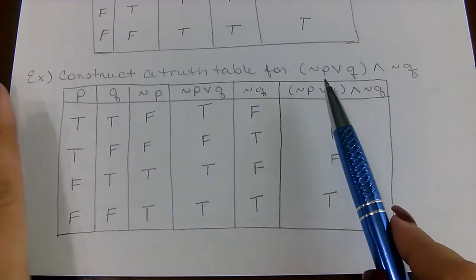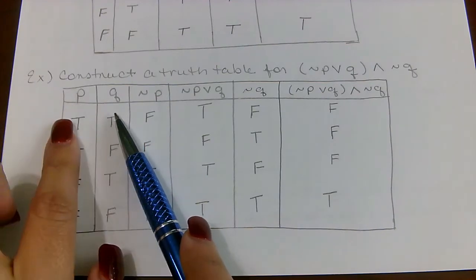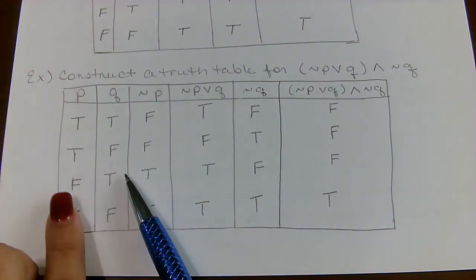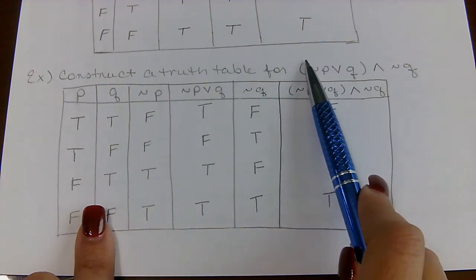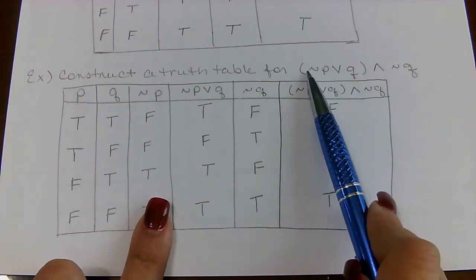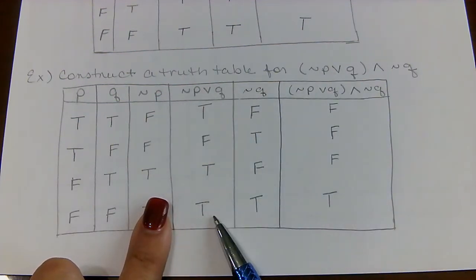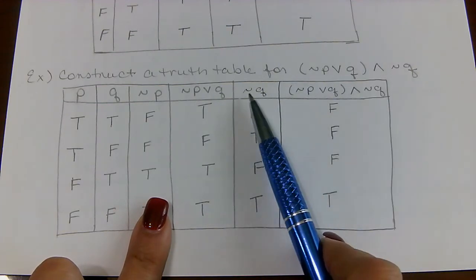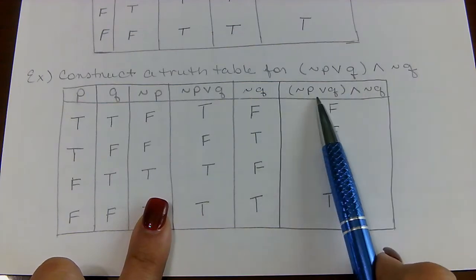Okay. This one here, we have a P and a Q again, so I'm going to start off with my P and Q here. True, true, true, false, false, true, or false, false. Notice I have a not P, so that's my first column here. I have a not P or Q, that's going to be this column here. And then I have a not Q, which is going to be put here. I put the entire thing always at the end.